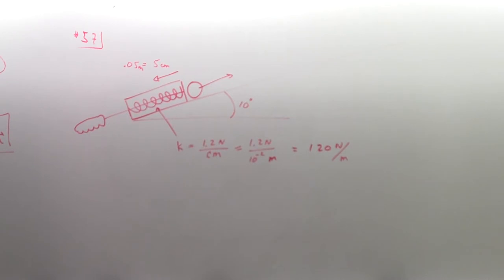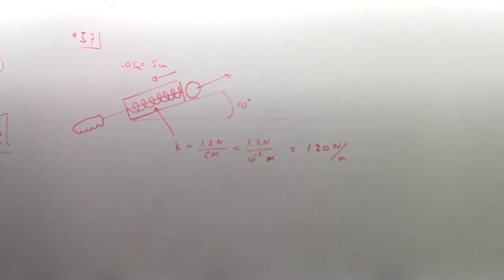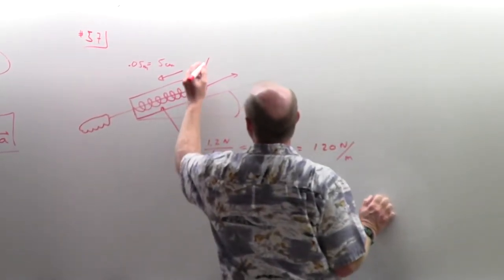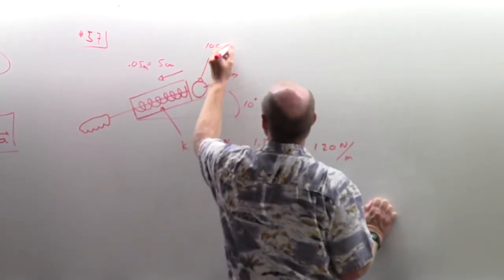It says, find the launching speed of this 100 gram ball when the plunger is released. Friction and the mass of the plunger can be ignored. All right, so the plunger, they're saying, doesn't weigh much. They are saying the ball, though, is 100 grams.